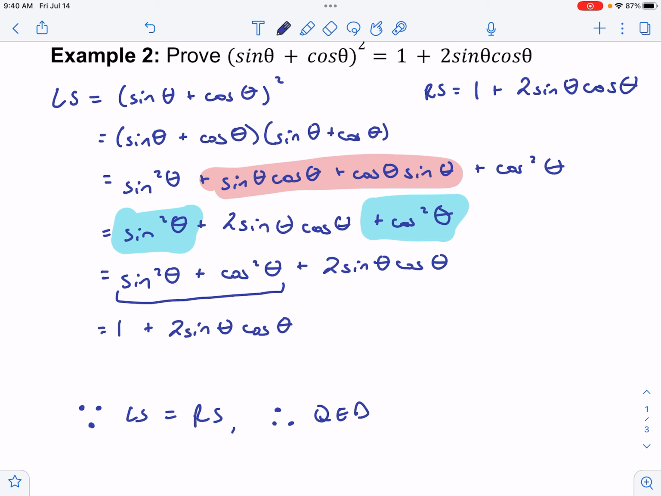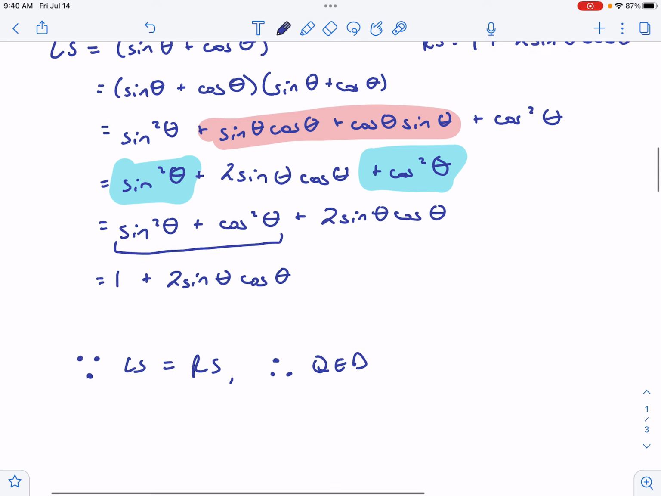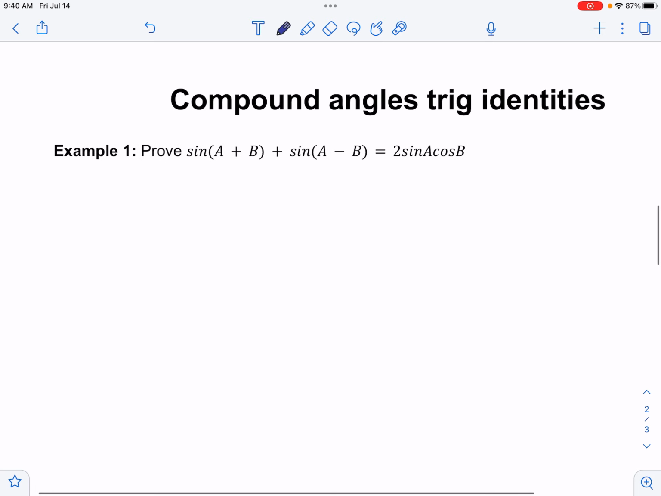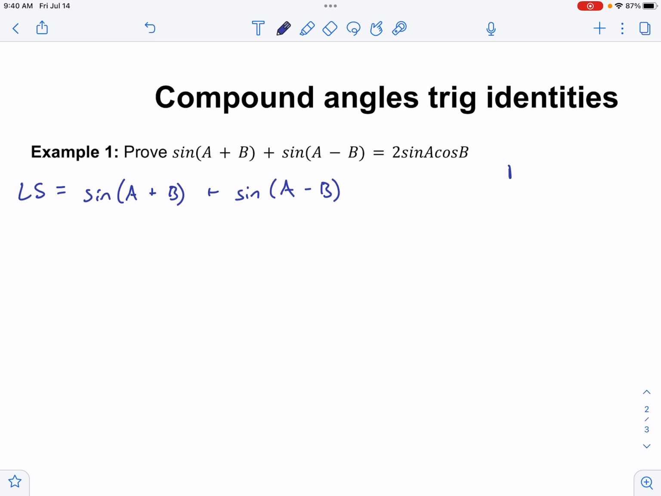Okay, lots of other examples for you to try, but I'm going to move on to a compound angle trig identity now. And this is a compound angle one because it relies on us using the compound angle formulas. First things first, always, I'm going to separate them out. My left-hand side here is sine A plus B plus sine of A minus B. My right-hand side is equal to 2 sine A cosine of B.